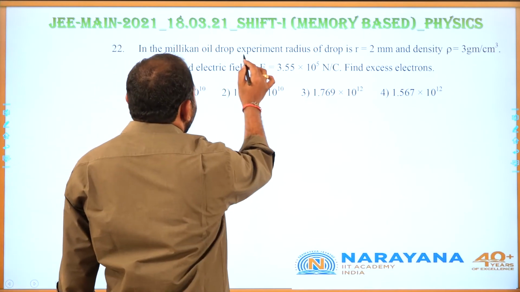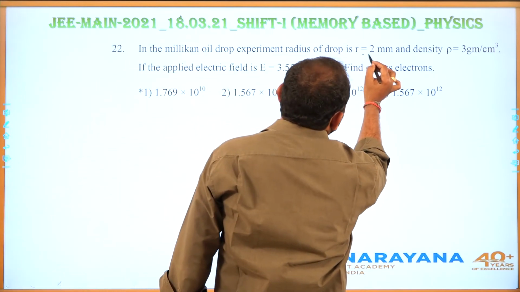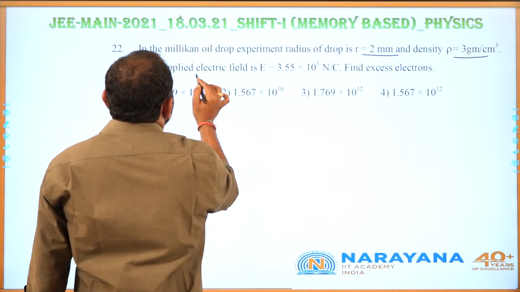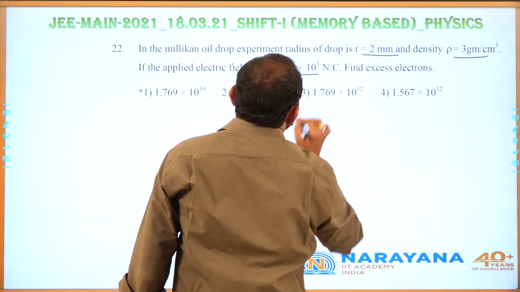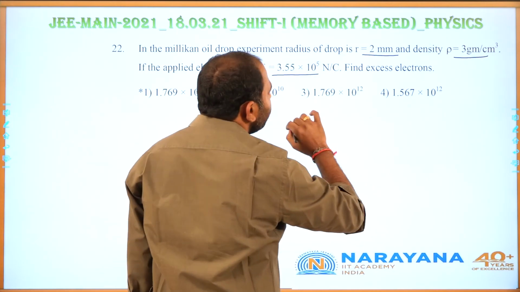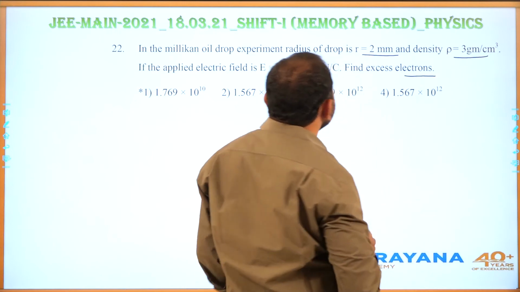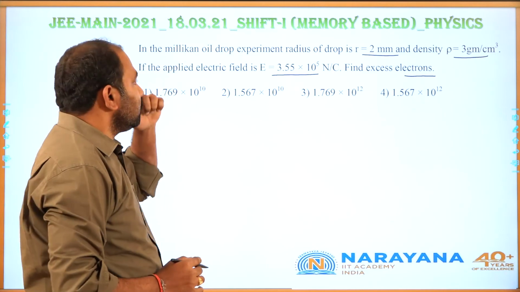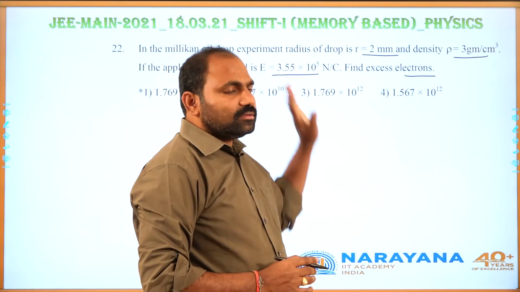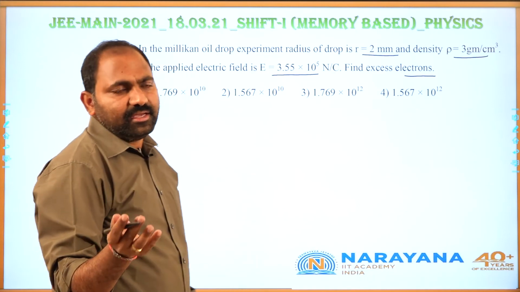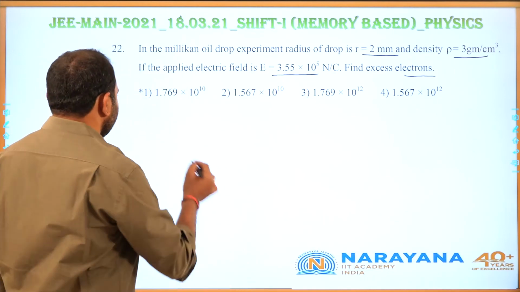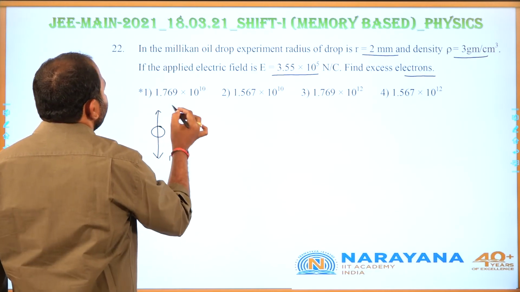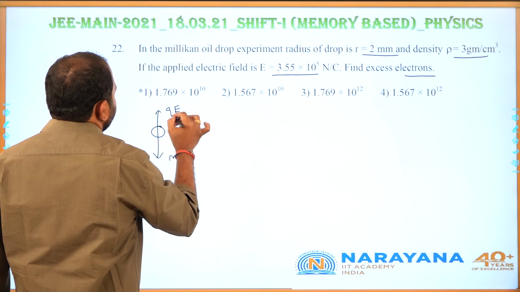In the Millikan's oil drop experiment, radius of drop given is 2 millimeter and density 3 gram per centimeter cube. If applied electric field is 3.55 into 10 power 5 Newton per Coulomb, find excess electrons. Means we need to calculate number of electrons present in the oil drop. So electric force acting on the oil drop is keeping it in equilibrium with gravitational force. In equilibrium, mg of oil drop is balanced by electrostatic force Q into E.